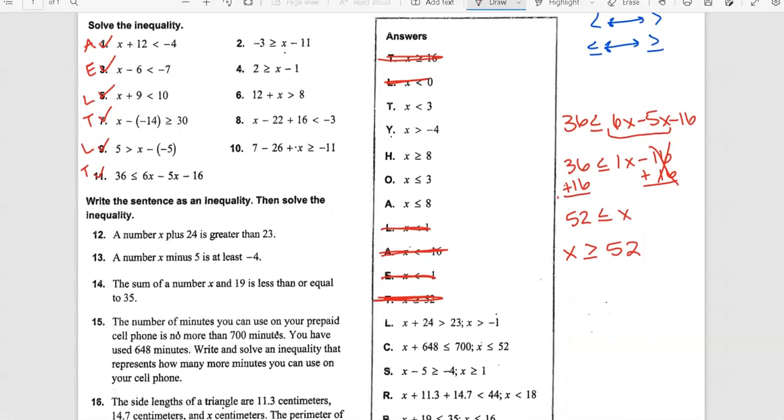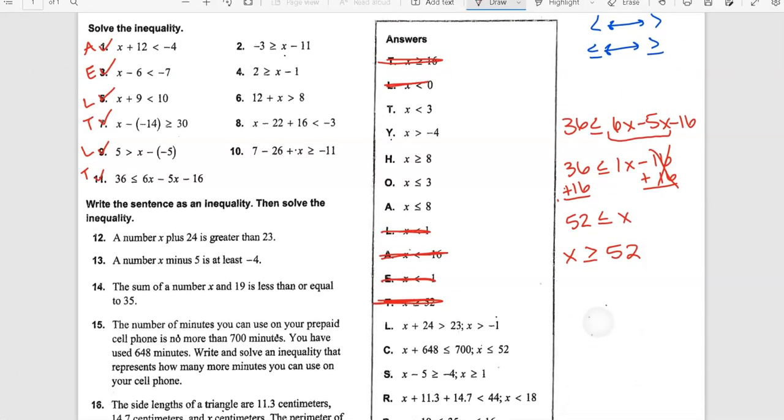Good. Okay, so that's the first section. Very much, here's the equation, solve at the end.